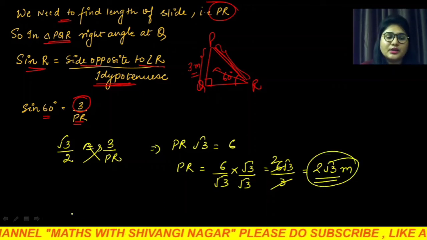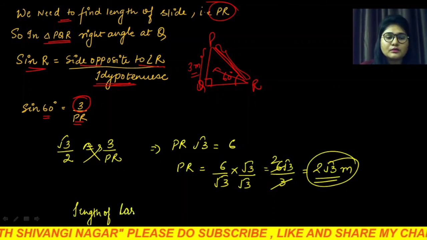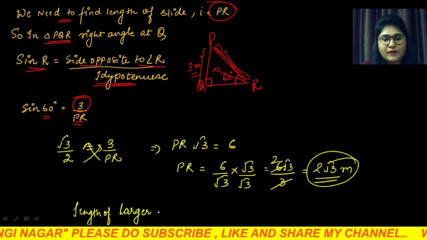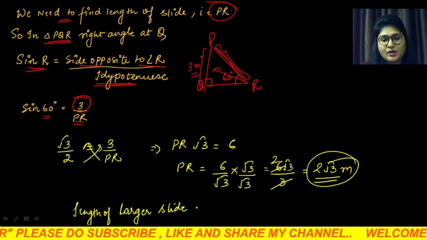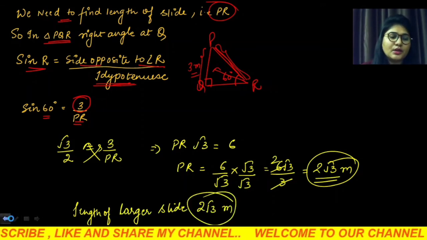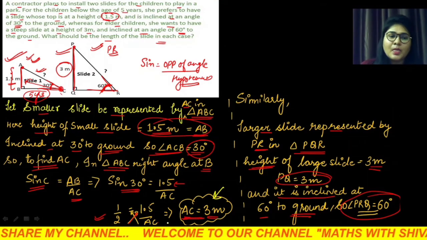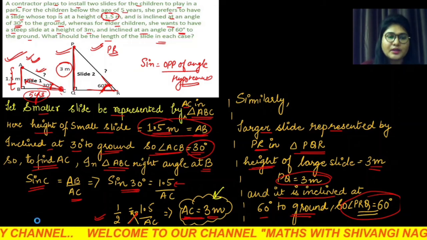So 2 root 3 is the length of the larger slide. Length of the larger slide is 2 root 3 meters. And the length of the smaller slide is 3 meters. Clear? So this is all about the solution of this question.